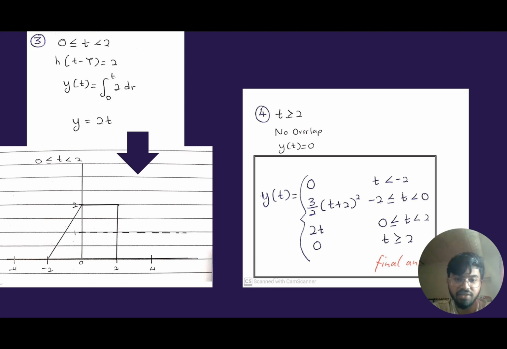And we can see the final answer for y(t), the result from the convolution integration. y(t) is equal to 0 when t is less than -2, and there is a quadratic function 3 over 2 times (3 plus 2t) to the power of 2, and the region is bounded between -2 and 0. And next is 2t and the region is between 0 and 2, and the next one is 0 for t greater than or equal to 2.